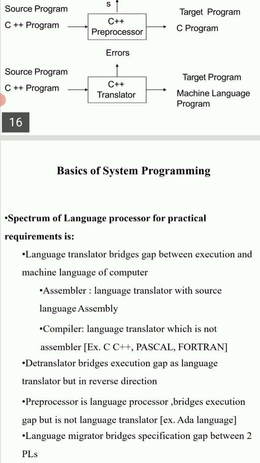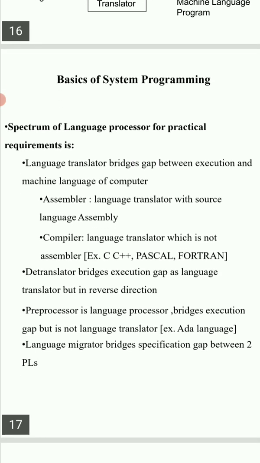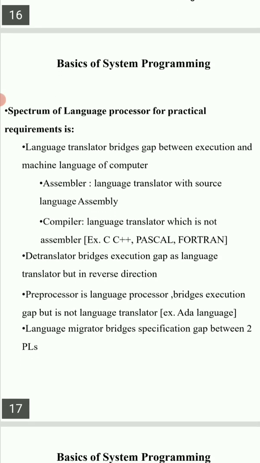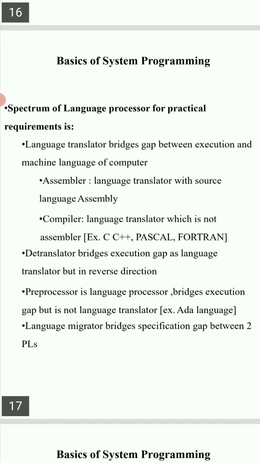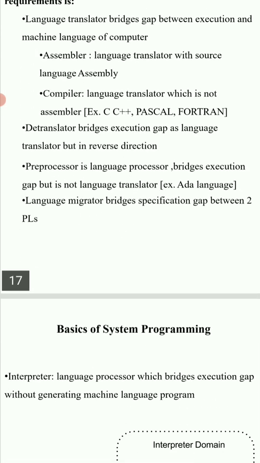It is a language translator, but it works in the reverse direction. मतलब डी ट्रांसलेटर जो है लैंग्वेज ट्रांसलेटर के एग्जैक्ट ऑपोजिट है. Then the preprocessor is a language processor which bridges the execution gap, but it is not a language translator. Language migrator bridges the specification gap between two programming languages.